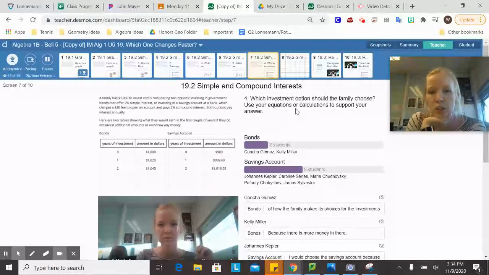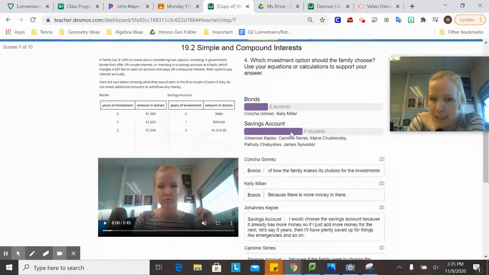Which investment option should the family choose? Majority of us chose savings account, and I'm going to agree with the savings account because even though right now, after 2 years, the bonds has more, if we want to leave it in there for a significant amount of time, our exponential growth is always going to grow faster over time than our linear growth. So if our family wants to leave it in there for 10 years, say, over that time, our exponential growth is going to surpass our linear growth. So I would say savings account.